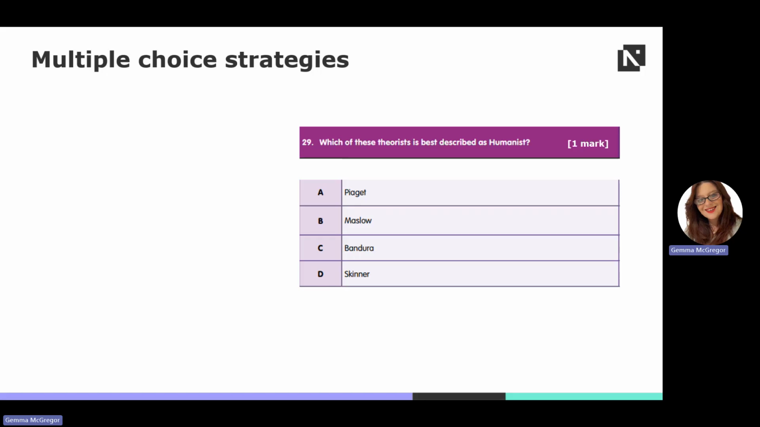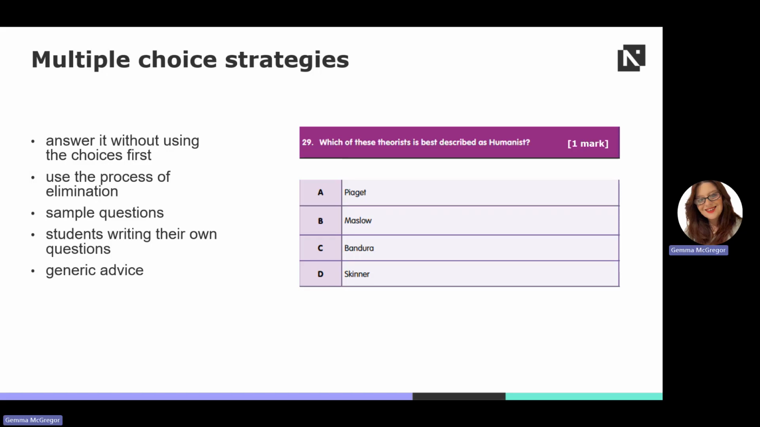Exploring these first two strategies with students could help them to approach multiple choice questions differently in their exam. Multiple choice questions are designed to include what are known as plausible distractors, but using our own deductive reasoning can help us pick out those that we immediately recognise as incorrect. Teachers could use a range of sample questions to explore this process and increase students' confidence in choosing the correct answer from their own knowledge base. Some centres are asking students to write their own multiple choice questions.